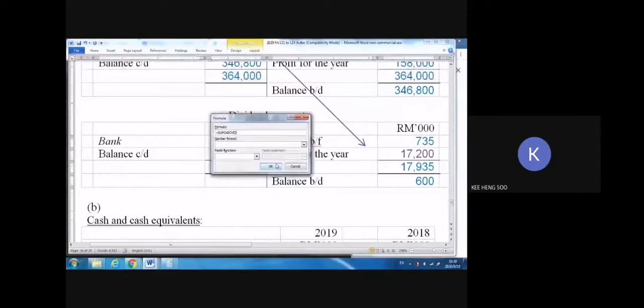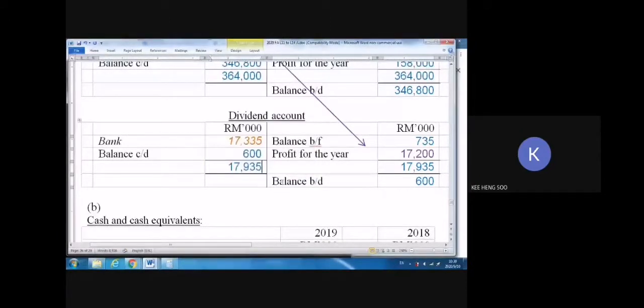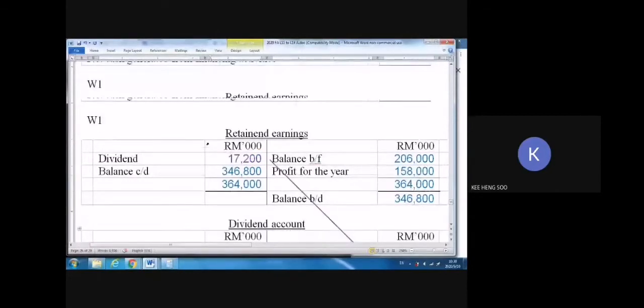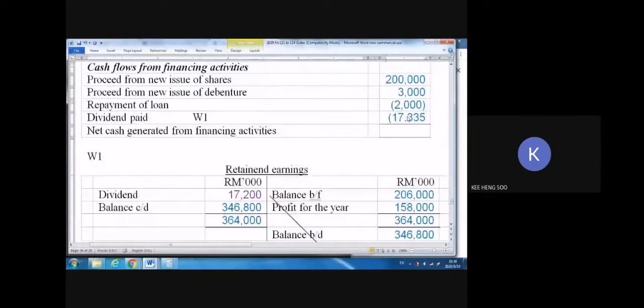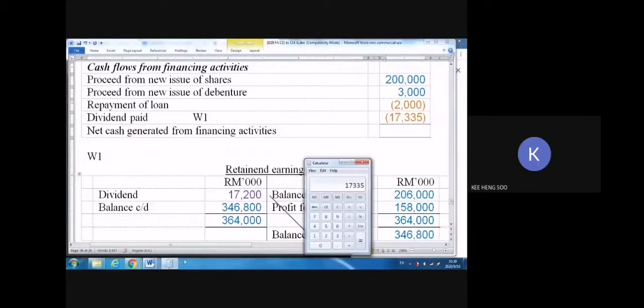Are you okay? So this dividend payment 17,335 you record here. These two will be your payment. 203 minus 2,000 minus 17,335. So you can get 183,665.